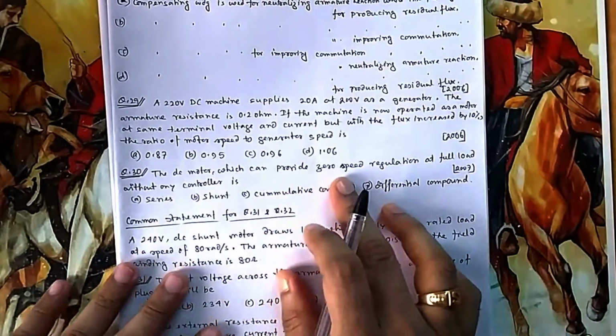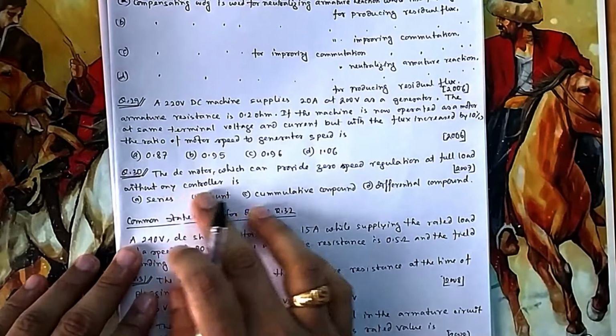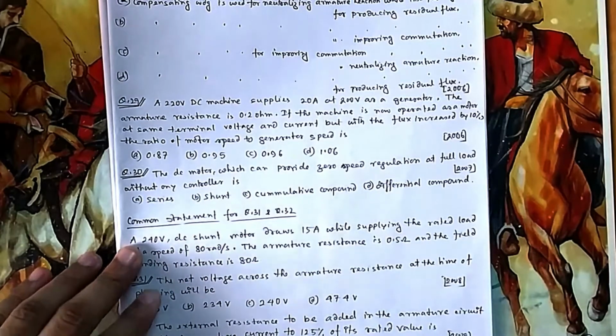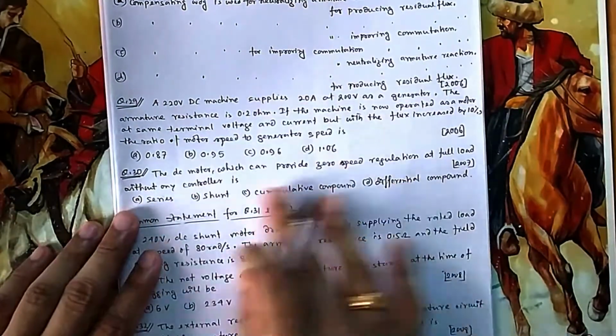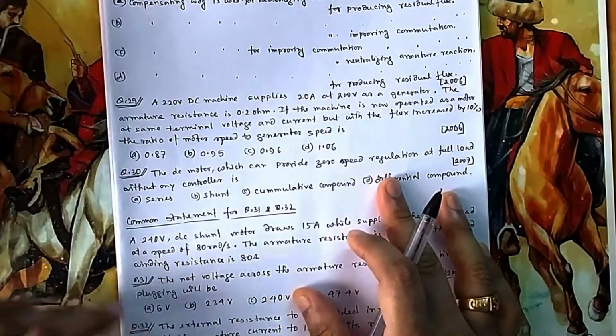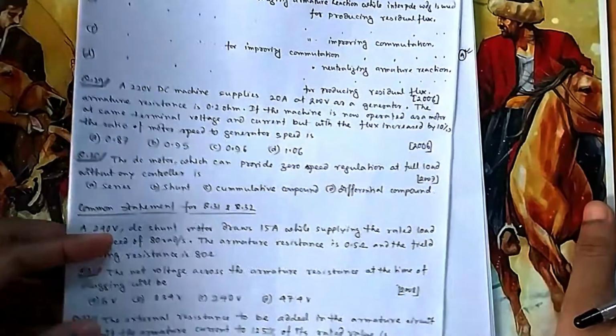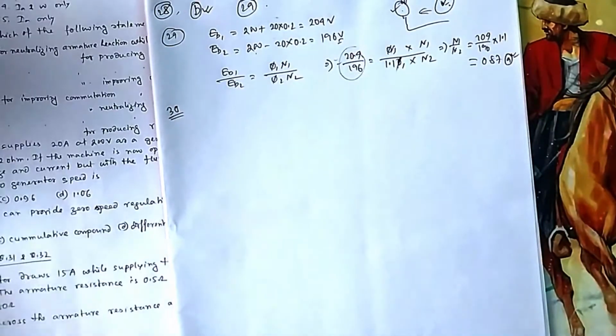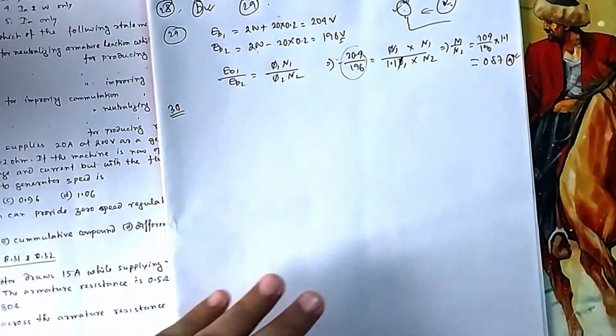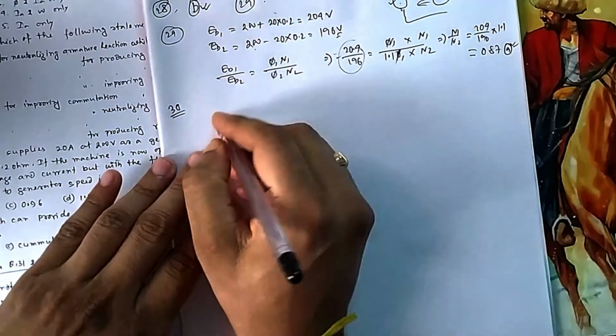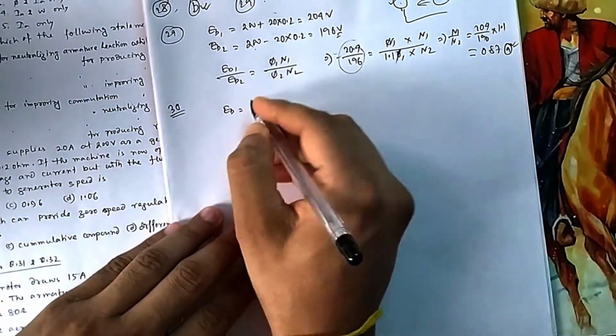Now coming to question 30: which DC motor can provide 0 speed regulation at full load without any controller? You are not supposed to connect any extra things, that is, a controller, and you need to find the 0 speed regulation. With full load, as the load increases, that is, torque increases, IA will increase. So you need to find the relation between them. What is the speed relation?